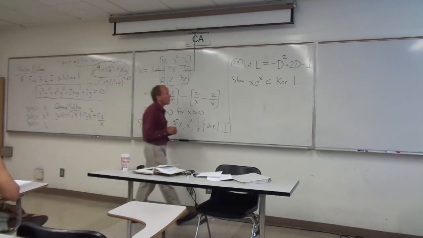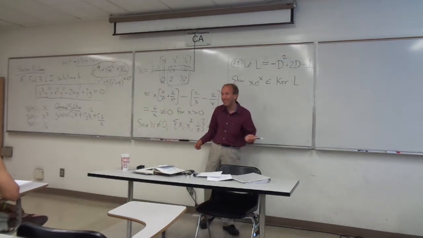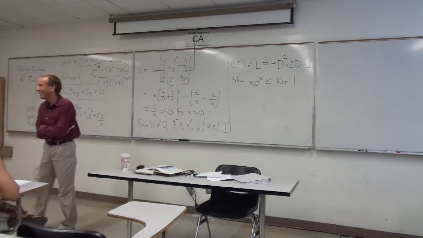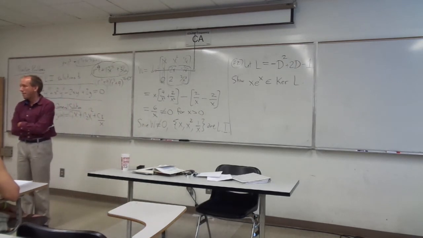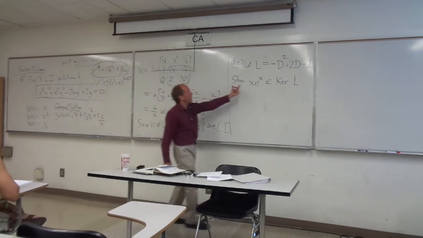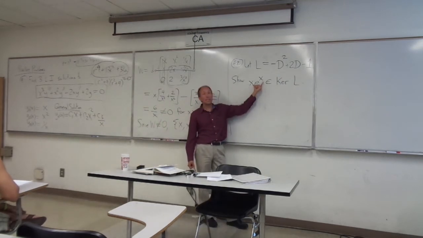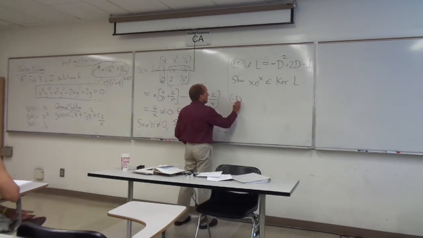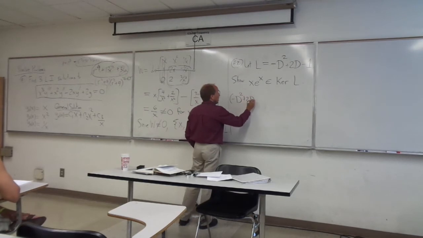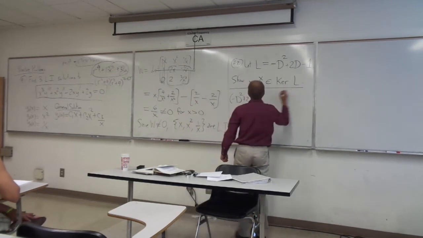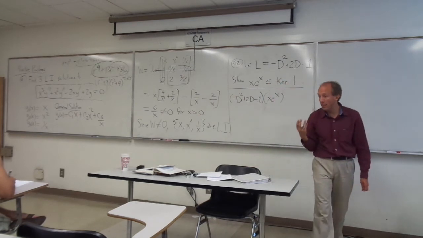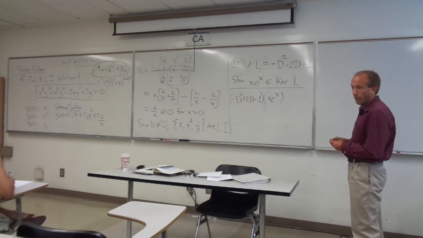If you want to show something's in the kernel of a transformation, what does it require you to do? You have to take this thing here and see if it gets killed by L. Remember, the kernel is the inputs that get killed. So what you want to do is apply negative D squared plus 2D minus 1, so I'm now doing the solution here, to x e to the x, and you want to see, do you get 0?